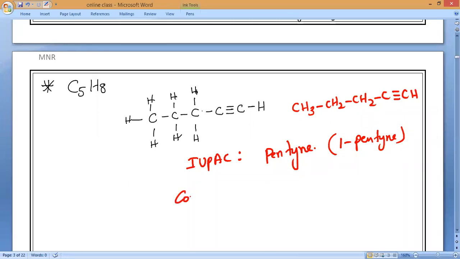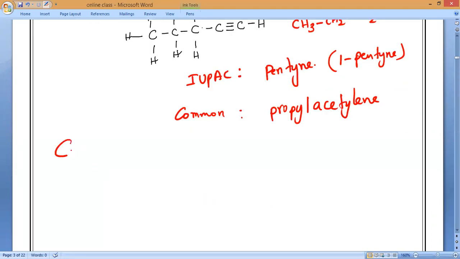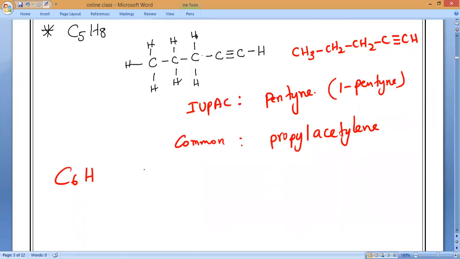The common name is propyl acetylene. Okay, propyl acetylene is the common name. So till at least C5 you can learn. If you draw C6, the same thing you can draw. All of you can draw C6. So C6 means how many hydrogens will come, guys? H10 will come.